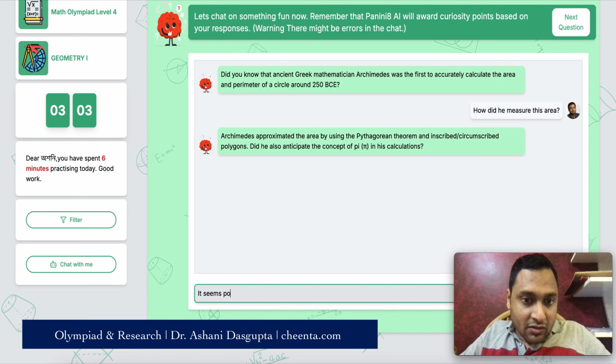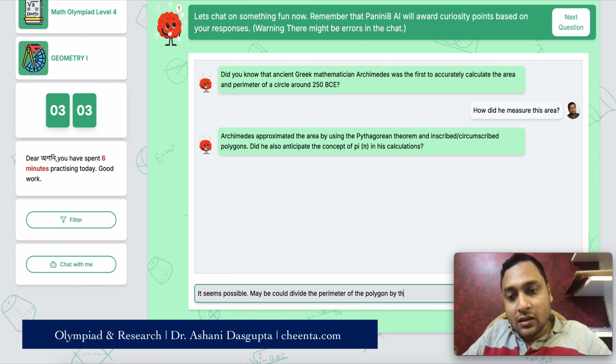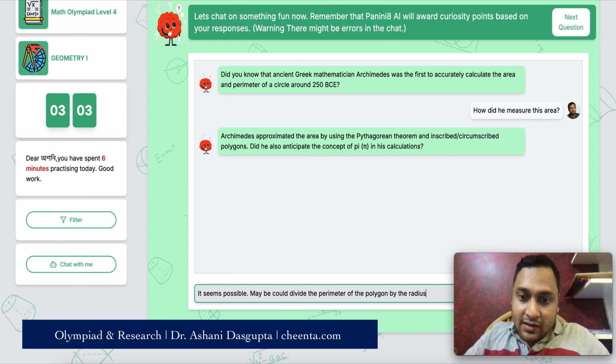Maybe, it seems possible, of course. Maybe he could divide the perimeter of the polygon by the radius and get an approximation. Approximate and get a value. Okay, get a value maybe. I don't know.